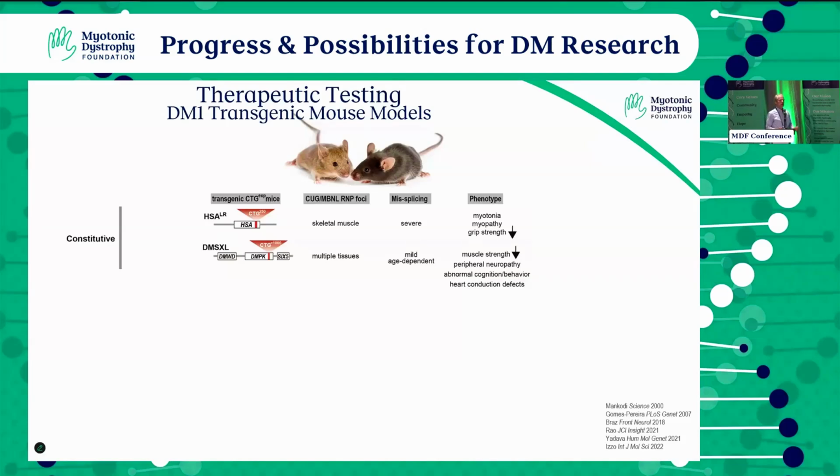So therapeutic testing on the animal side, what do we know? Constitutive expressing mice, which express CUG repeats, the HSA-LR and the DMSXL lines.